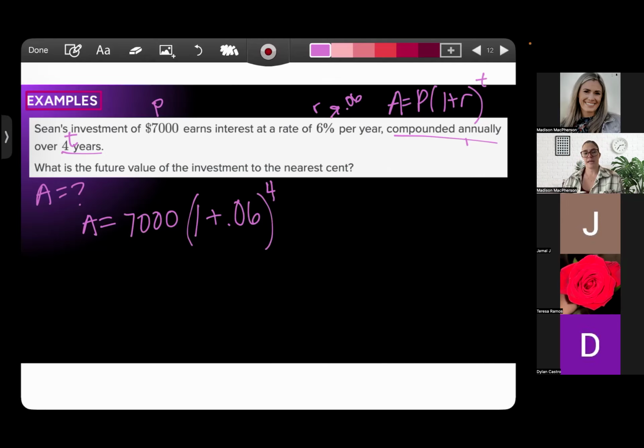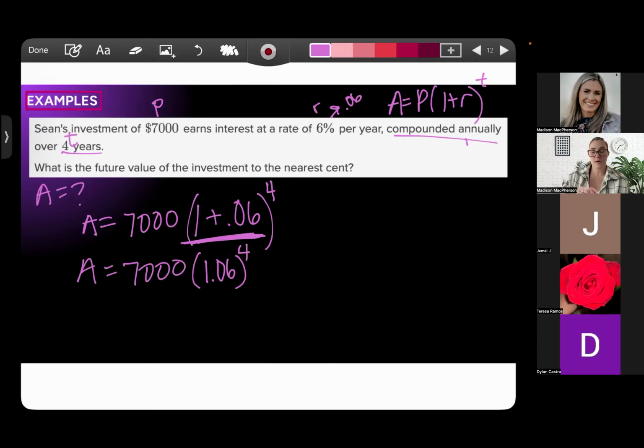Now, there's some of this that I can do in my head. Like I can add these together in my head, right? 1 plus 0.06 is just 1.06 to the power of 4. Oops, that should be a 4. To the power of 4. And then we still have that 7,000 being multiplied. So now in my calculator, I always do this part first, and then I multiply by 7,000 at the end.